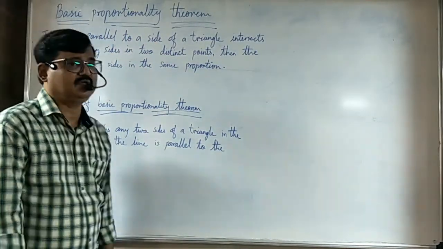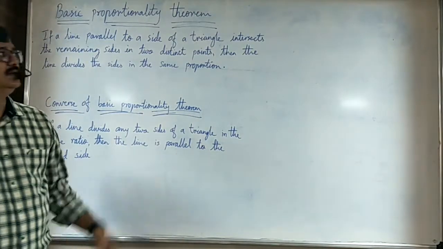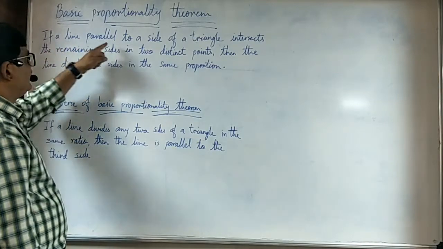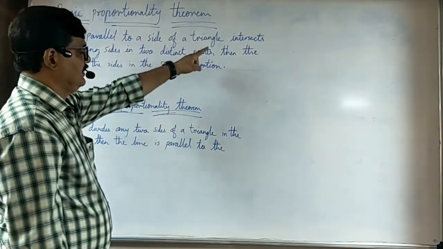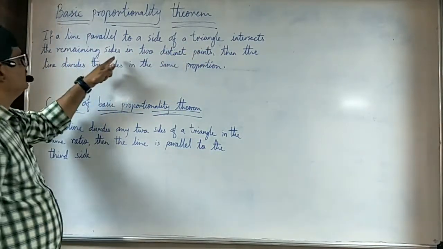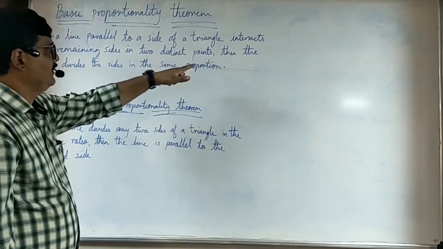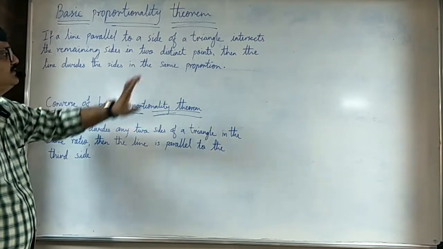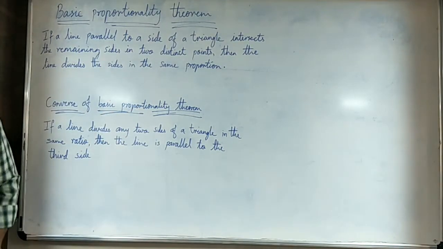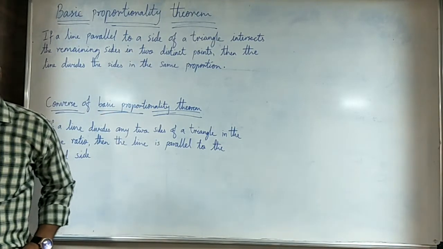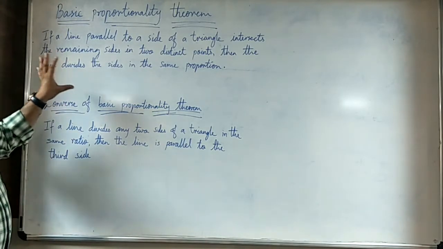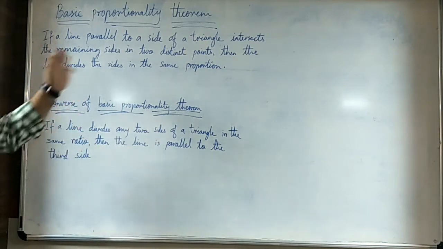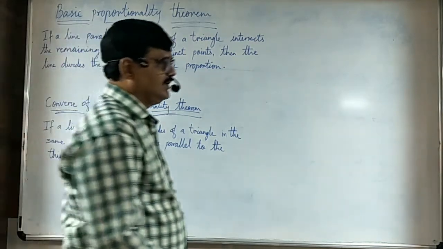What is this basic proportionality theorem? First we'll read it out. If a line parallel to a side of a triangle intersects the remaining sides in two distinct points, then the line divides the sides in the same proportion. Did you read that theorem? After that I'll explain the theorem with the diagram.